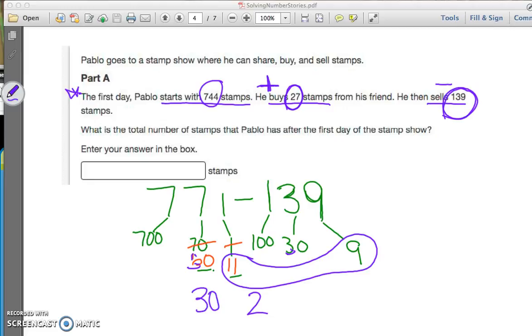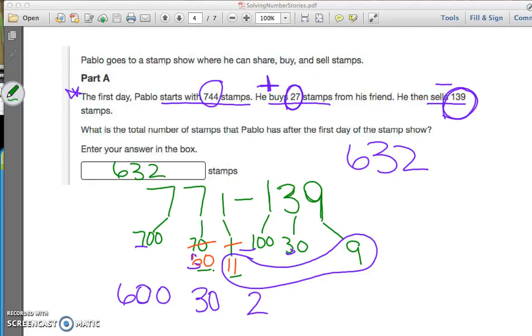And then we have 700 minus 100. Again, looking at the hundreds place, so we have 7 minus 1. So we have 6, and it's in the hundreds place, 600. Okay, so our new number, when we write it, should be 632. Okay. We have now solved part A. When we ask what is the total number of stamps that Pablo has after the first day of the stamp show, we have already added up how many he had and how many he bought, and we subtracted how many he sold, and we now have 632 stamps.